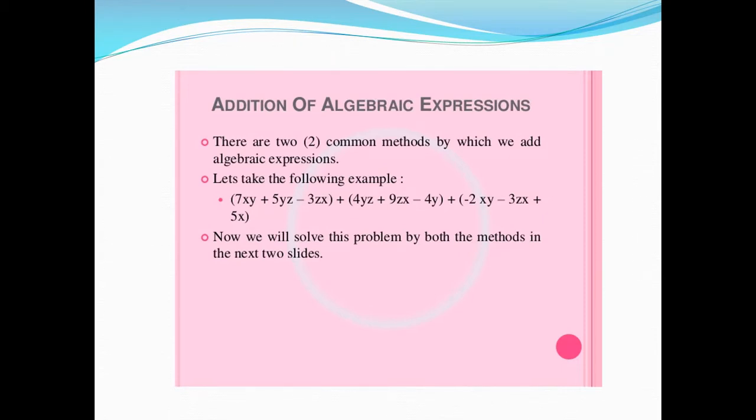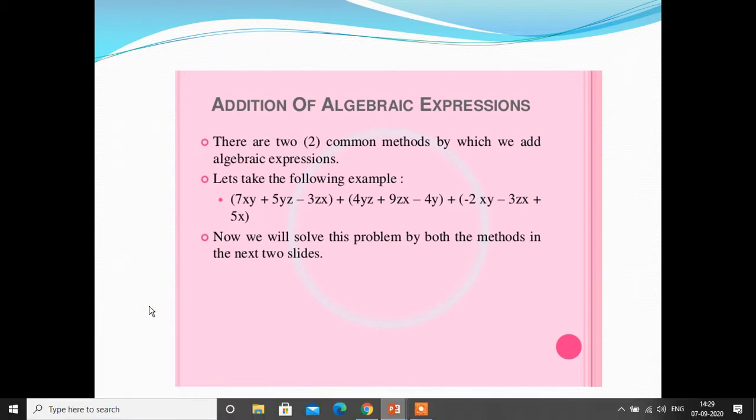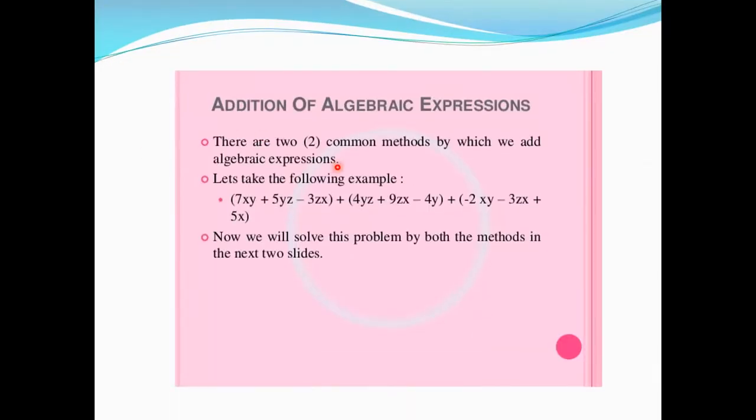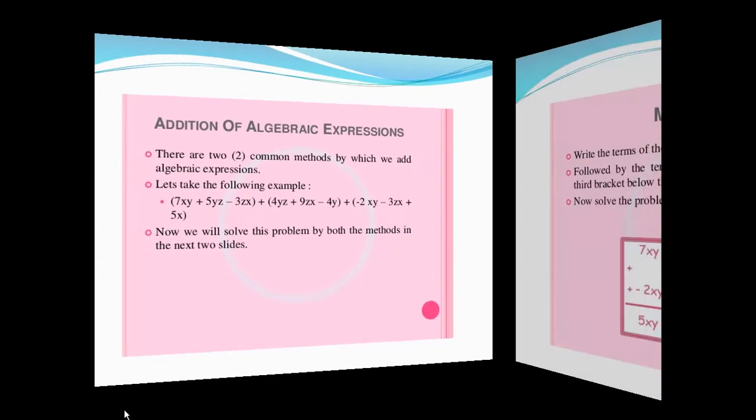Here we have two methods by which you can add: the column method and the row method. There are two common methods by which we add algebraic expressions. Let's take the following example: (7xy + 5yz - 3zx) + (4yz + 9zx - 4y) + (-2xy - 3zx + 5x). We will solve this problem by both methods in the next two slides.